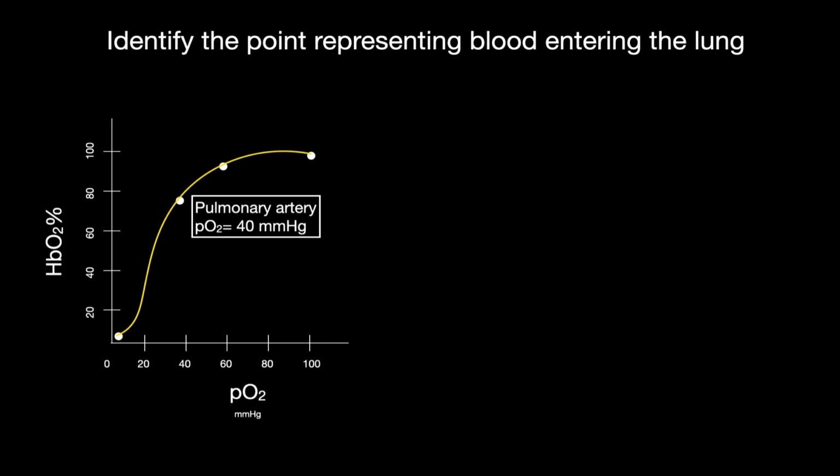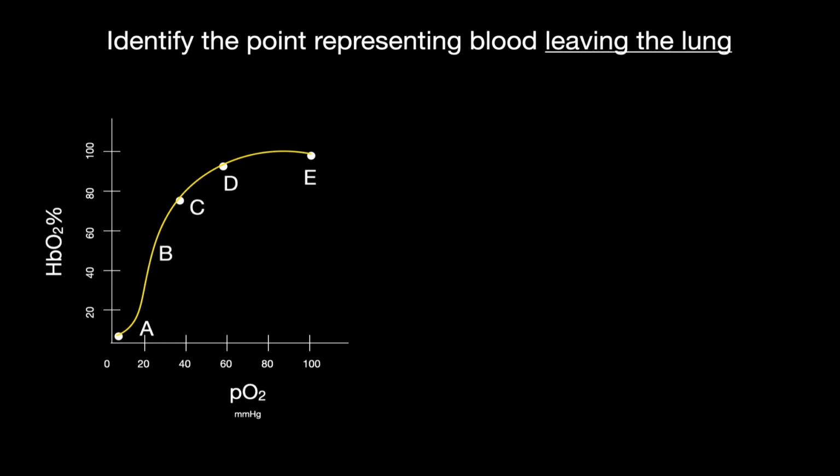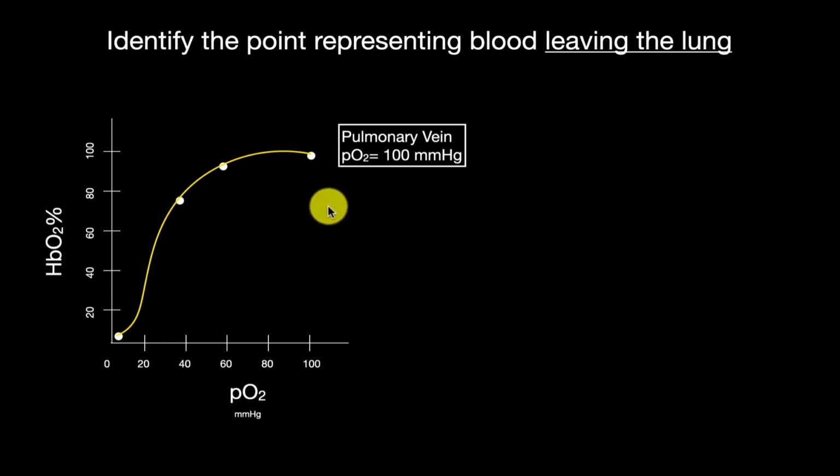So that's one point on the curve that you can usually identify. How about we go to another point on the curve that's even easier to identify. What is the point representing blood leaving the lungs? Is it A, B, C, D, or E? It's E. How do we know that? Because blood leaving the lungs in the pulmonary vein has a partial pressure of oxygen of about 100 millimeters of mercury, right here. And its saturation, if you're healthy, is almost 100%. Almost all of the hemoglobin is bound with oxygen, meaning 100% of the hemoglobin is saturated.